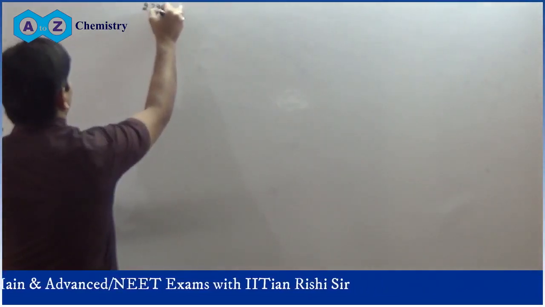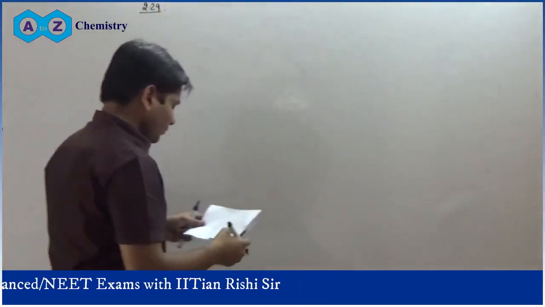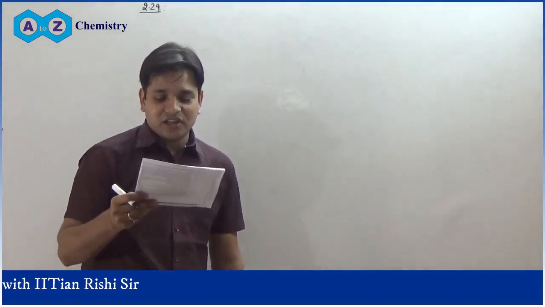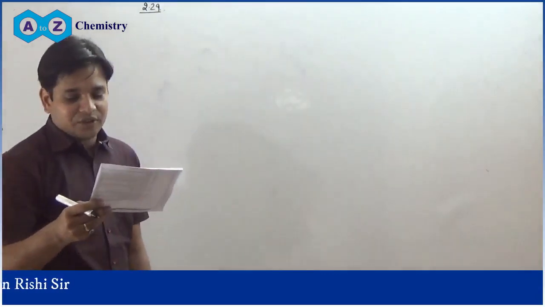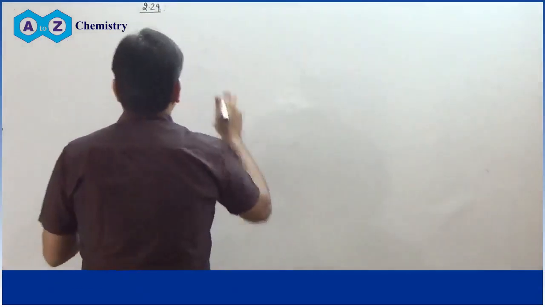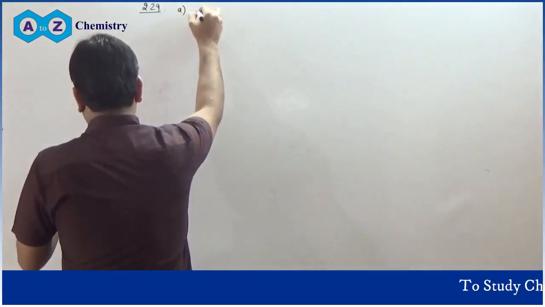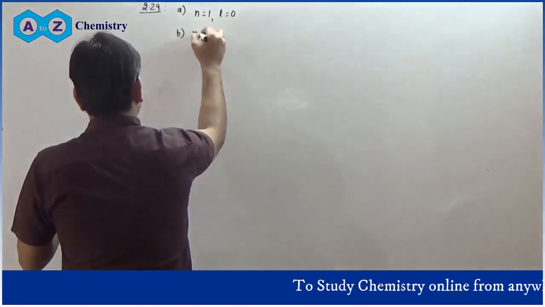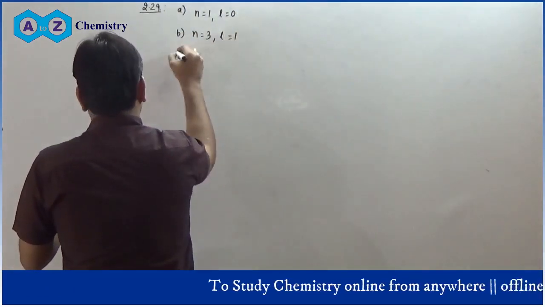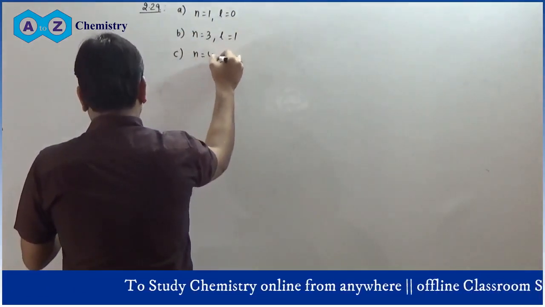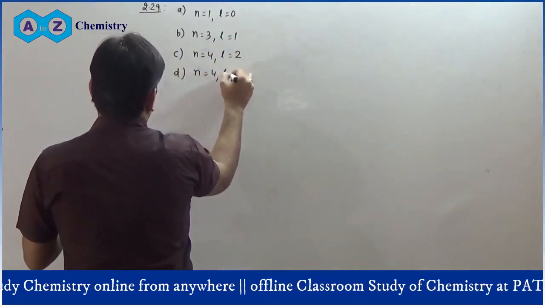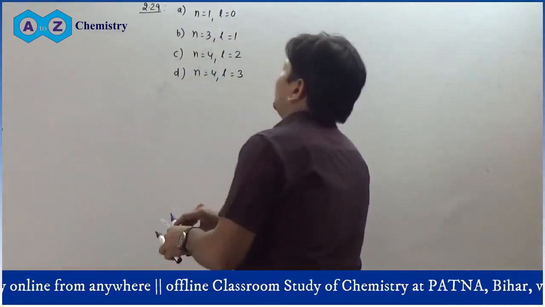Now question number 2.29. Using spd notation, describe the orbitals with the following quantum numbers. A part is n equal to 1, l equal to 0. B part is n equal to 3, l equal to 1. C part is n equal to 4, l equal to 2. And D part is n equal to 4, l equal to 3. We have to write the notation of the orbital.